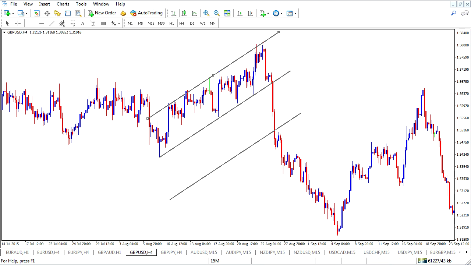I hope this pattern comes in handy for you. It's something that I actively look for when I trade.